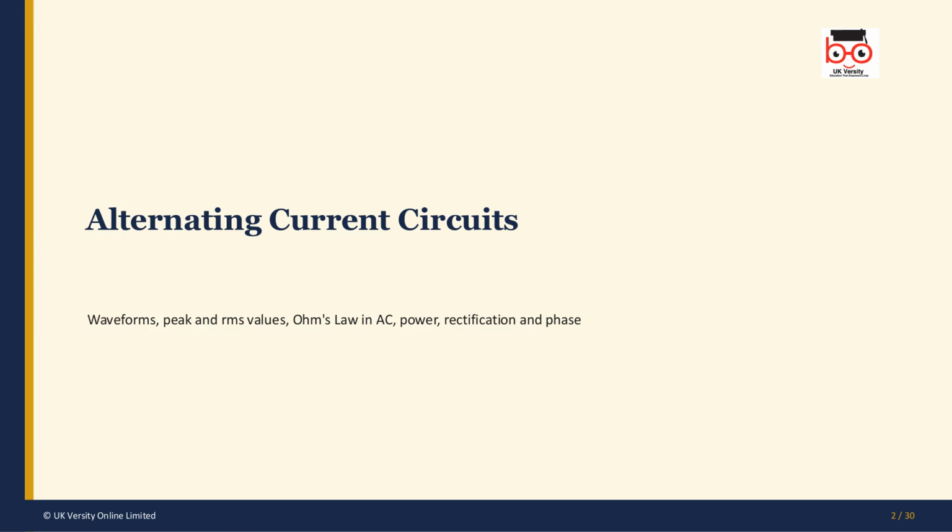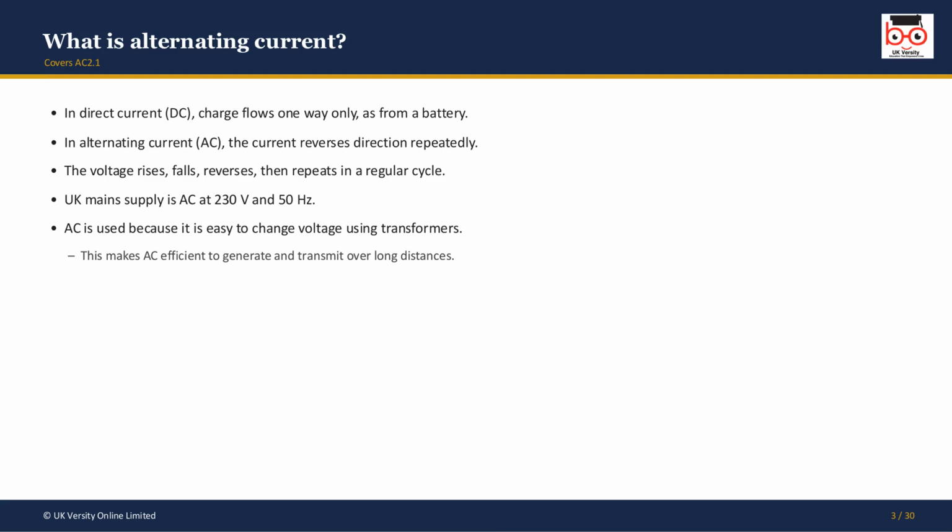Now we turn from steady DC to alternating current, the kind that comes out of your wall socket. In this outcome, we'll explore waveforms, peak and RMS values, Ohm's law in an AC setting, power, rectification, and phase. Let's dive in. So, what actually makes alternating current different?